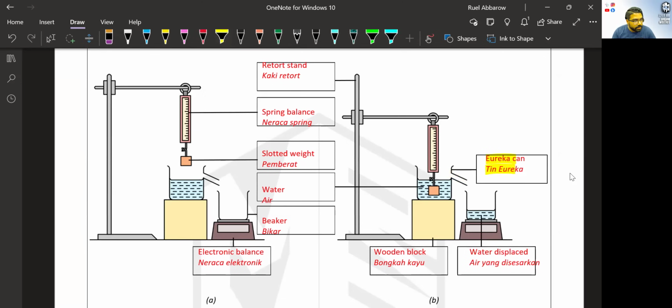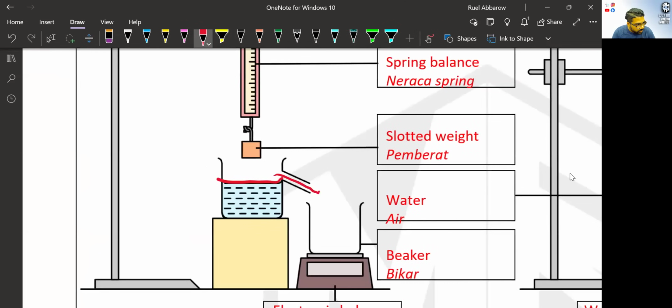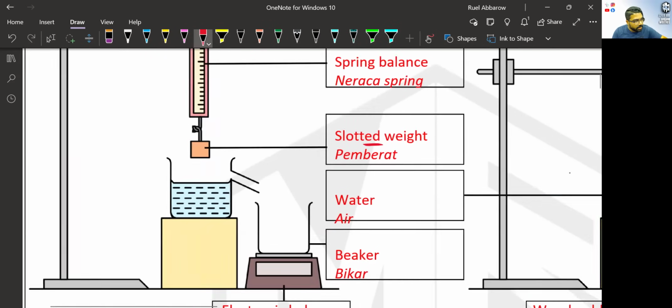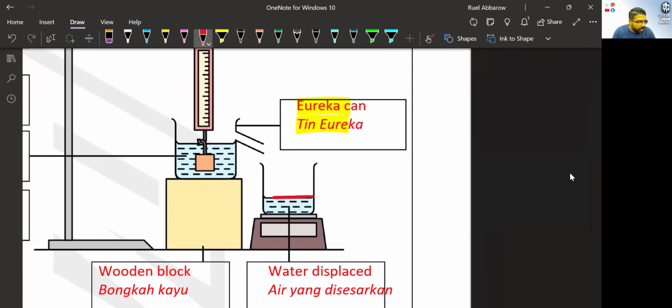What we do with the Eureka can is we fill it up to the brim here. It can't go past this, because if you fill water any more than this, it's going to start spilling out. And that's the key here. So we fill it up to this point. Once you immerse this object, in this case a slotted weight, whatever object you immerse in this liquid, the liquid will start pouring out. And so this is the liquid that has been displaced by the object.